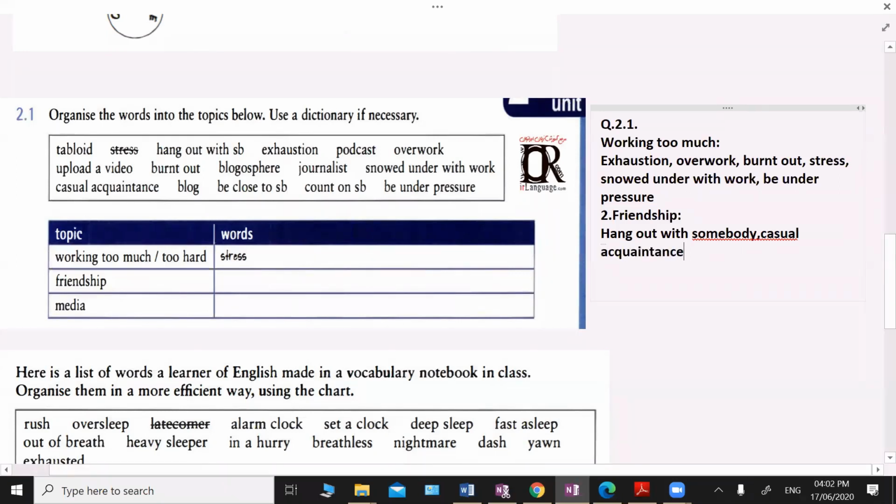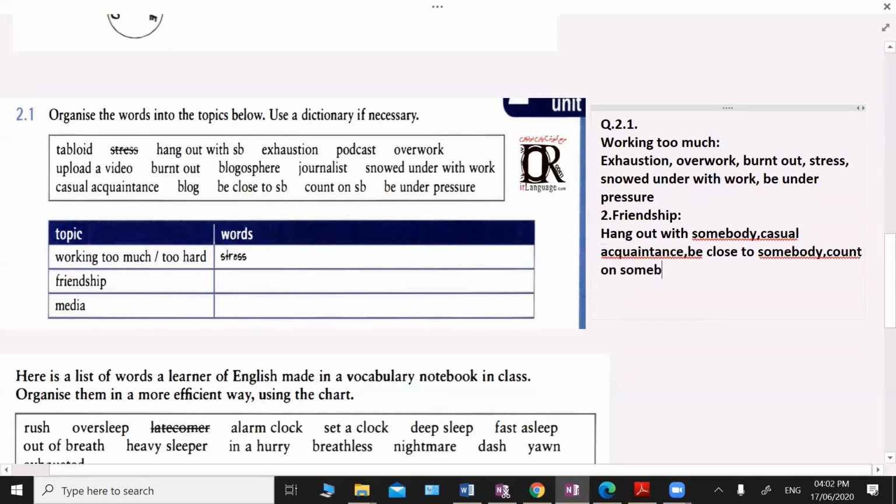Acquaintance, yes. Be close to somebody. Someone says, be close to somebody. Yeah, that's right. Count on somebody. Count on somebody. Yes.